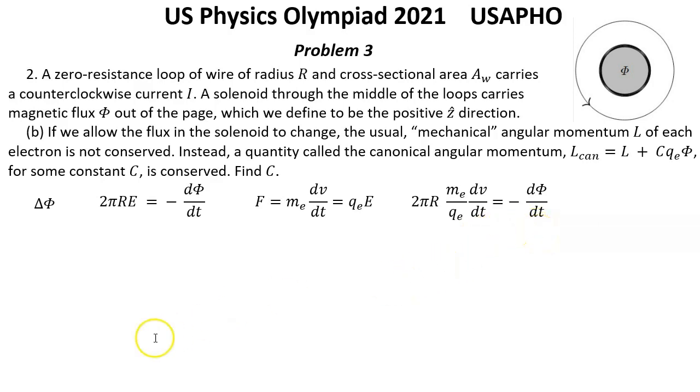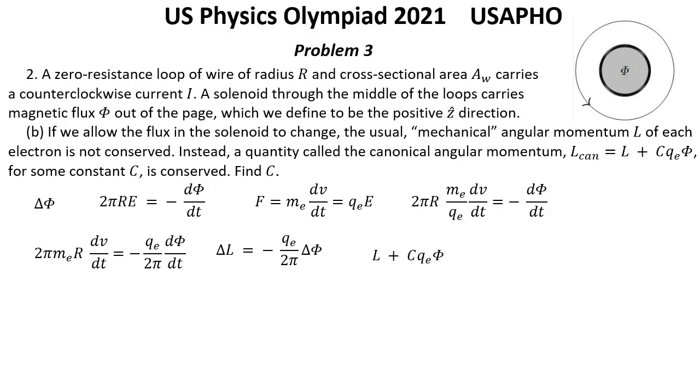So it means that the rate of change of angular momentum is equal to negative Q over 2 pi multiplied by delta F over delta T. Therefore, the change of angular momentum is equal to negative Q over 2 pi multiplied by the change of magnetic flux. Then for L plus C QF to be conserved, C must be equal to 1 over 2 pi. That was the solution for question B.